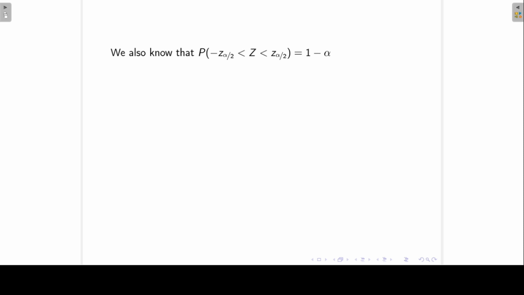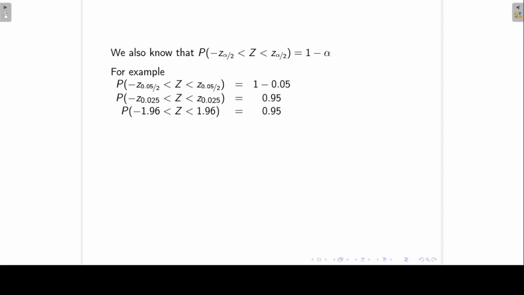We also know that the probability that z, a random variable that follows the standard normal distribution, lies between minus z alpha over 2 and positive z alpha over 2 is 1 minus alpha. For example, if we take alpha 0.05, then the probability that z lies between minus z 0.05 over 2 and positive z 0.05 over 2 is 1 minus 0.05. In other words, the probability that z lies between minus z 0.025 and positive z 0.025 is 0.95. And from a previous lecture, we know that z 0.025 is equal to 1.96.